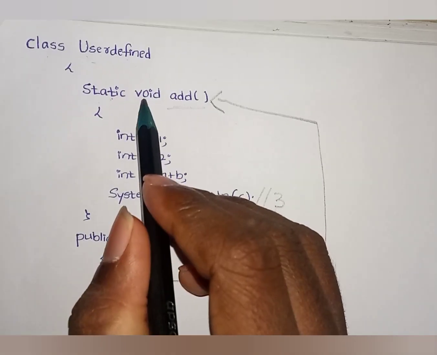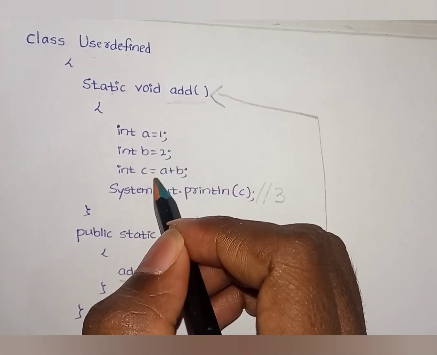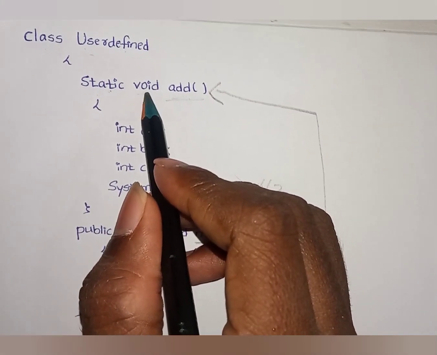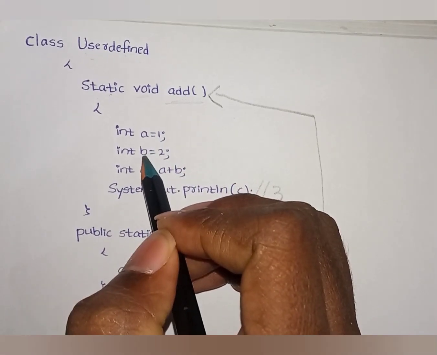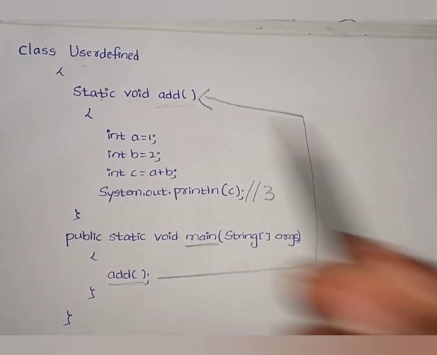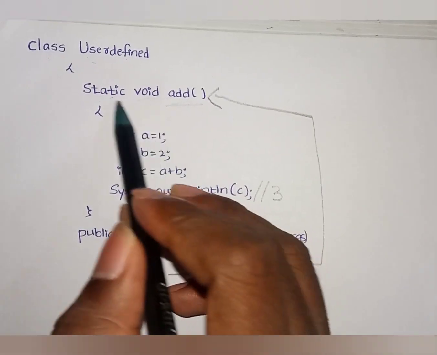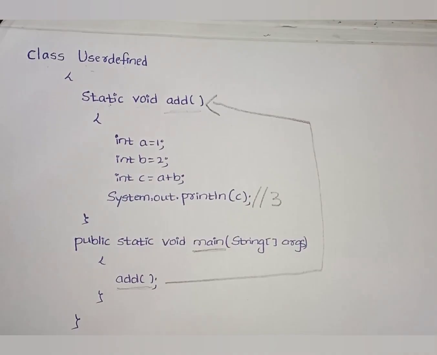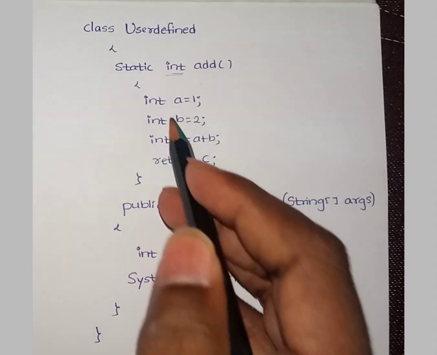Here I have taken void, which is not returning any type. Suppose it returns an integer type, then we can give int here, but here I am giving void, which is not returning any type. So this is one example that defines a user-defined method with the static keyword, and the user-defined method is add.